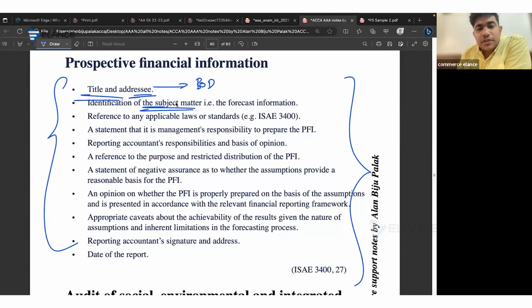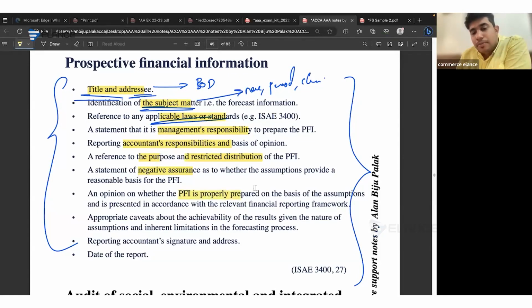Then identification of the subject matter, which means the name of the client, period, and the elements should be mentioned. Then the name of the applicable law and standard should be provided. Similarly, management's responsibility should be given, and the auditor's responsibility should be given. The purpose and restricted distribution of the report should also be provided. Then we should always provide negative assurance.